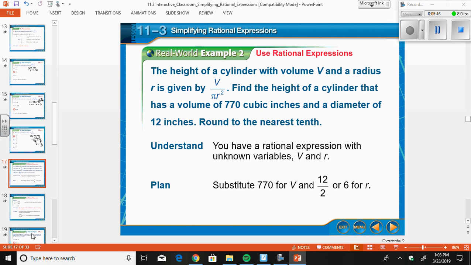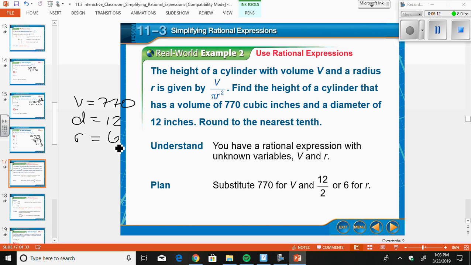The height of a cylinder with volume V and a radius R is given by the equation V over pi r squared. Find the height of a cylinder that has a volume of 770 cubic inches and a diameter of 12 inches. So first thing we need to realize is that volume equals 770. Diameter equals 12. We don't need diameter, we need radius. So that's half the diameter, which is 6.